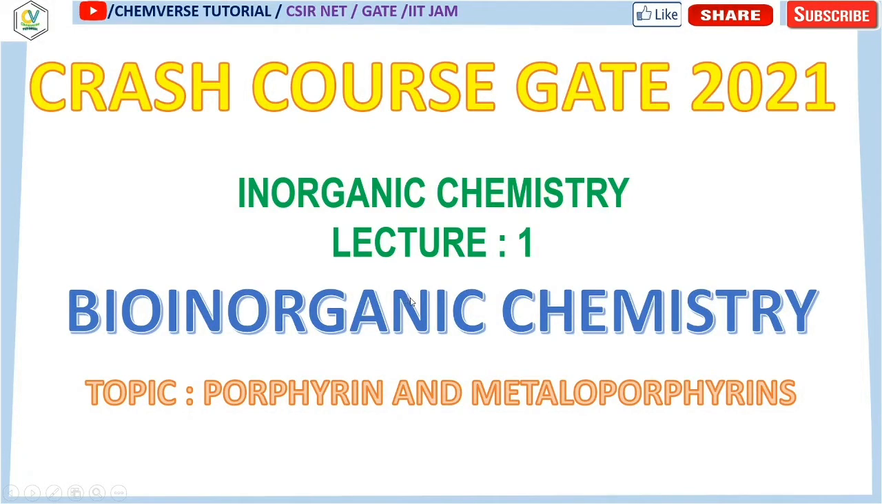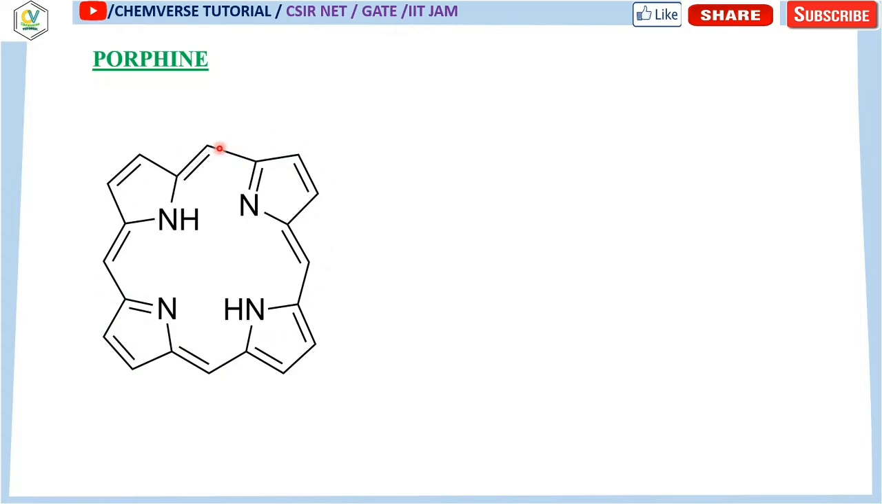This is the crash course video for GATE 2021, and this is the first lecture on inorganic chemistry. We are starting here one of the most important topics, bioinorganic chemistry. In this lecture we will be discussing porphyrin and metalloporphyrins. This is the porphyrin system, and it is basically a basic moiety. Porphyrin is the derivative of porphyrin.